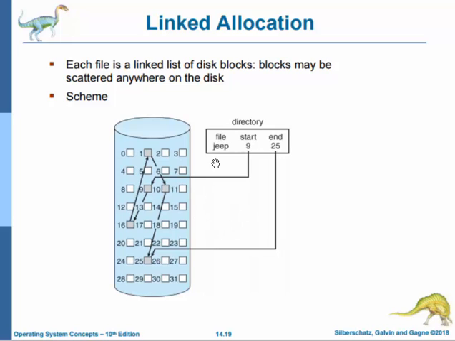So in this example of link allocation, a file of 5 blocks might start at block 9, so here is block 9, and continue at block 16, then block 1, then block 10, and finally block 25. So here each block contains a pointer to the next block, and these pointers are not made available to the user. Thus, if each block is 512 bytes in size and a block address requires 4 bytes, then the user sees blocks of 508 bytes.